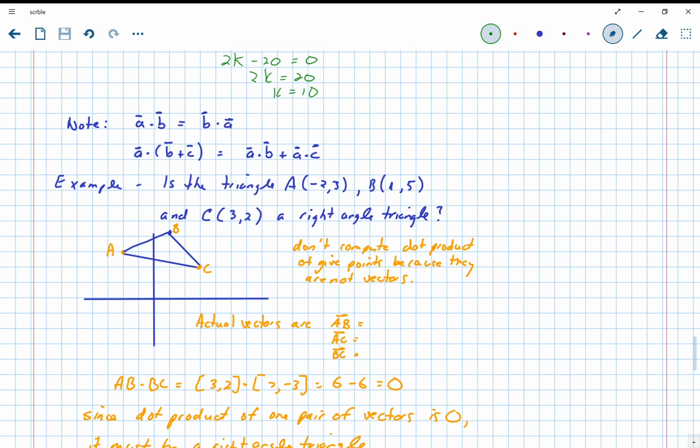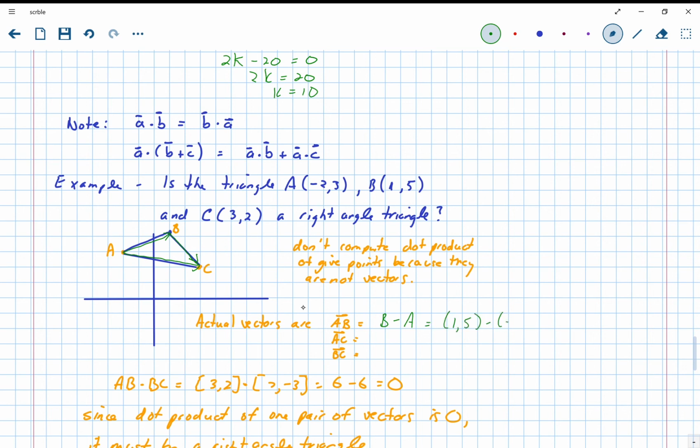Okay, so the note I have here is don't compute the dot product of the given points because they are not vectors, right? So what we have to do is we actually have to create vectors, right? So the three vectors are, we have AB, that's a vector, we have AC, that's a vector, and we have BC, that's a vector. So remember what AB is, that's the coordinates of B minus the coordinates of A.